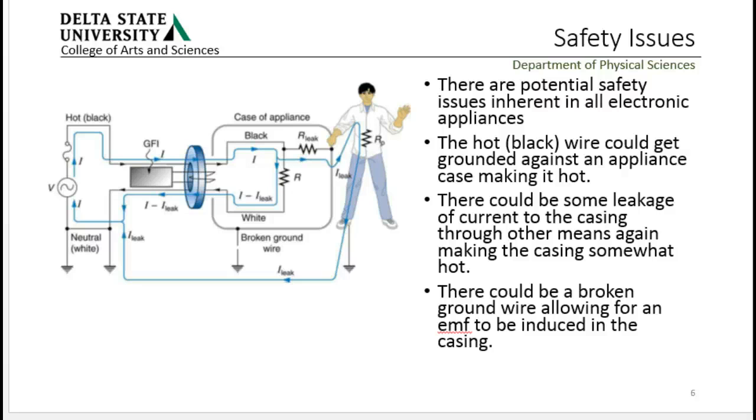One potential issue is the convention: black is hot, white is neutral, and green is ground. And by neutral we mean it goes back to the neutral or grounded side of your power supply. By grounded we mean it goes to the actual ground.